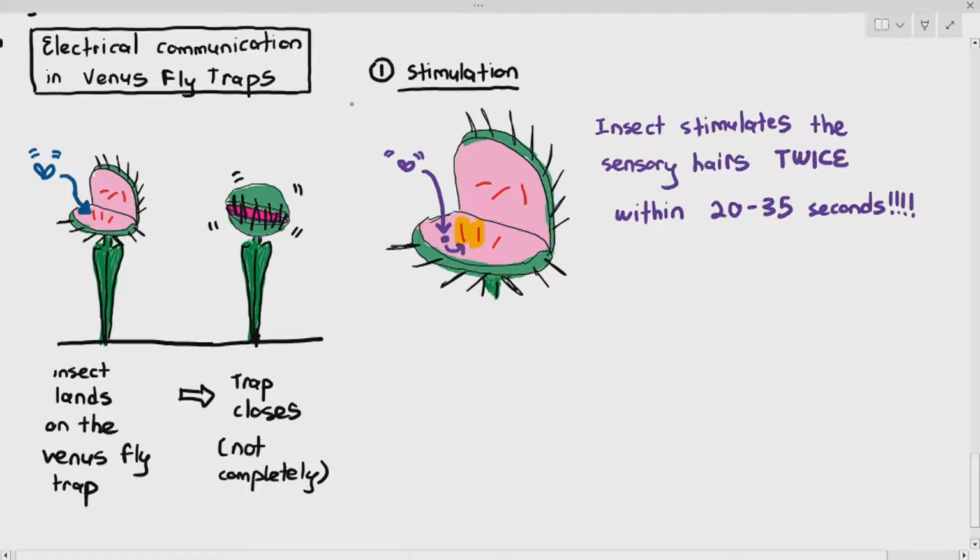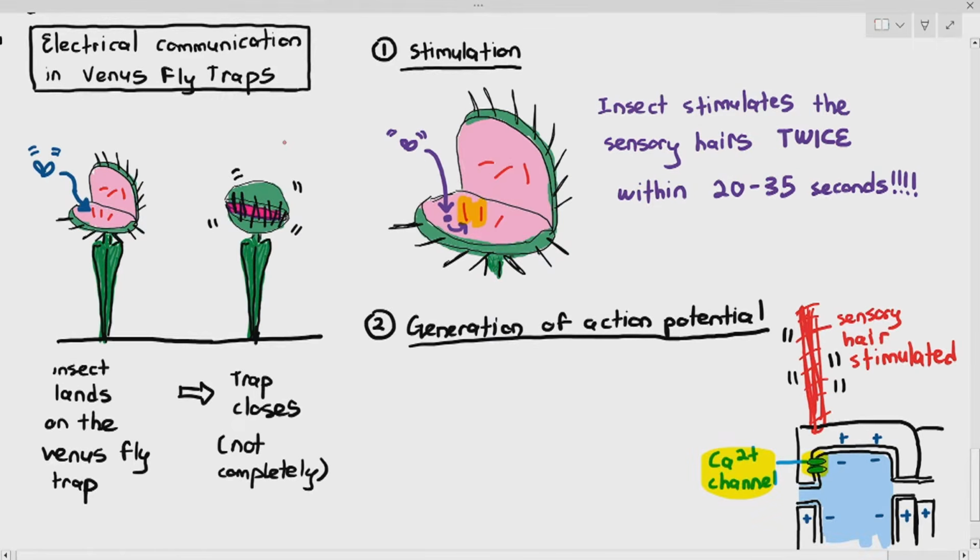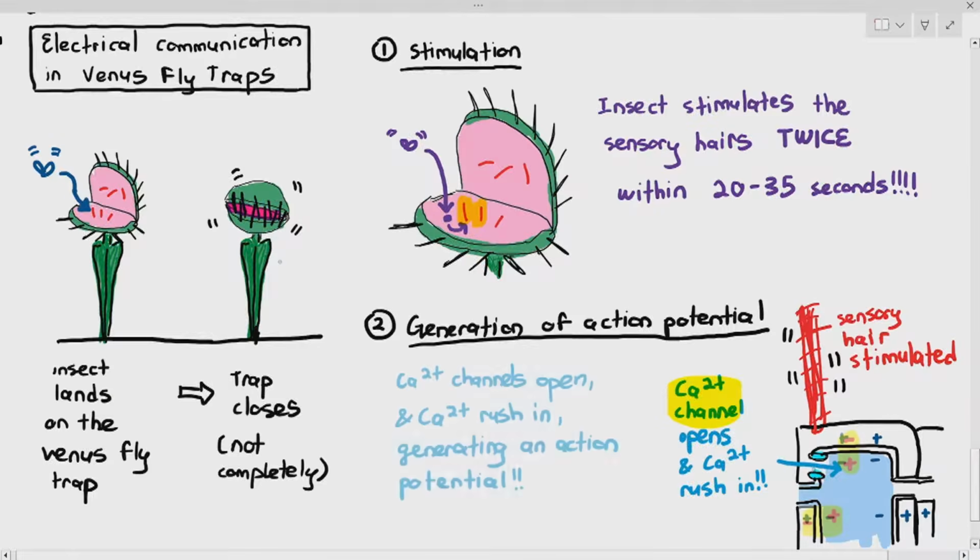When the sensory hairs get stimulated, as I've drawn over here, the calcium ion channel opens and calcium ions rush in. There is a calcium ion concentration gradient which forces the calcium ions to rush in. You don't need to go into that in detail. This has nothing to do with sodium ions per se. So when the calcium ions enter, it makes the inside more positive, which creates an action potential. So this is the stimulation part and the generation of the action potential.